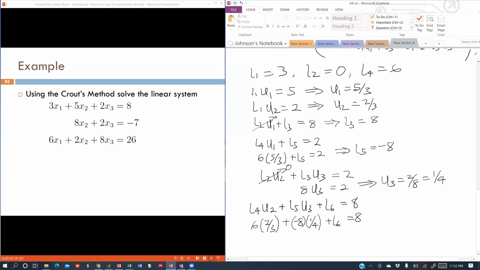So solving this, this times that will give us 4 here minus 2 here, minus 2, and plus L6 is equal to 8. And simplifying that, this gives us 2. Take the 2 there. Simplifying that gives us our L6 to be equal to +6. Our L6 is +6. And that is what we have.